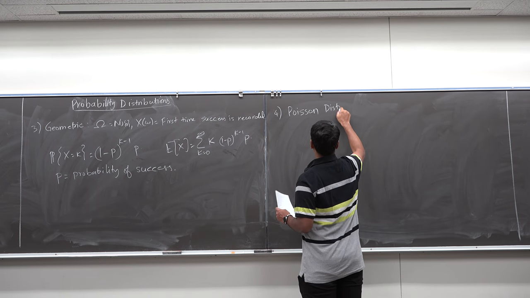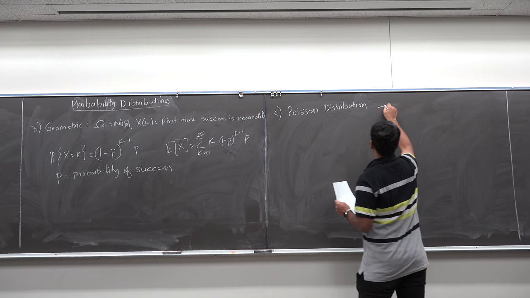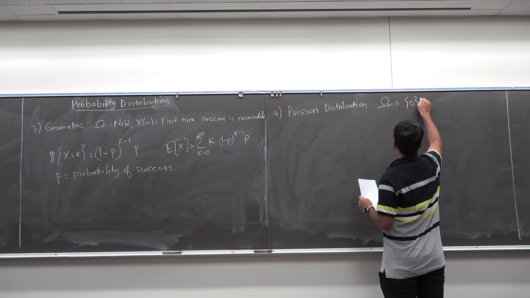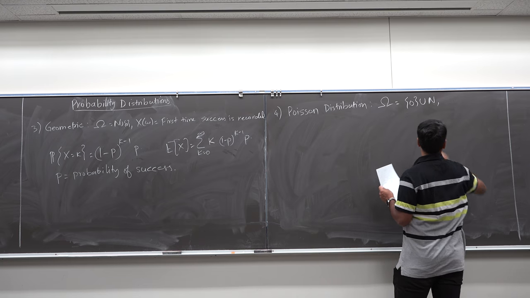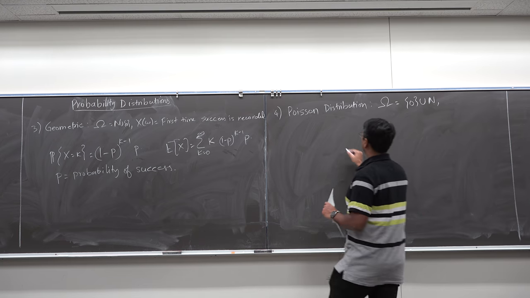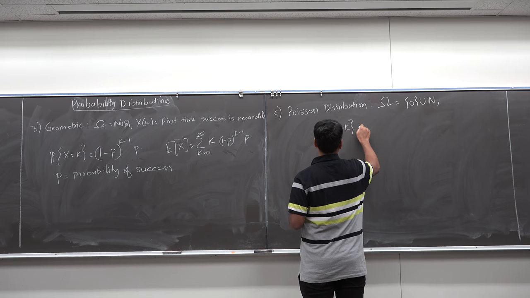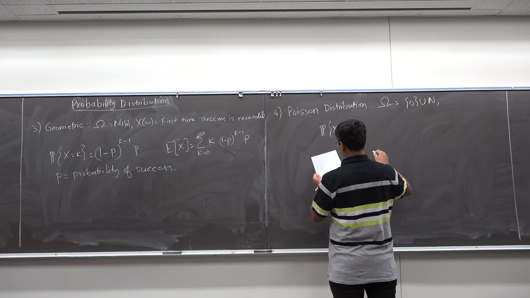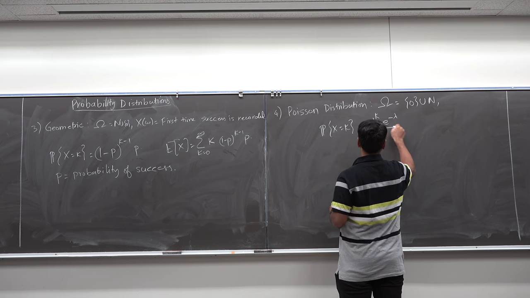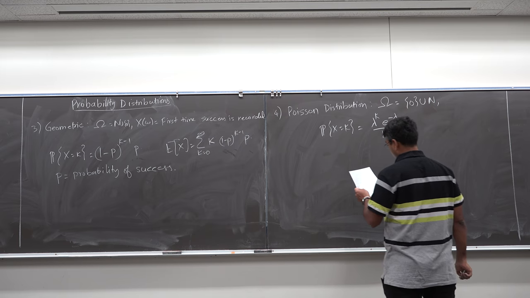Poisson distribution. Here, omega is again 0 union n. The probability that X is equal to k is given by lambda raised to k, e raised to minus lambda, over k factorial.